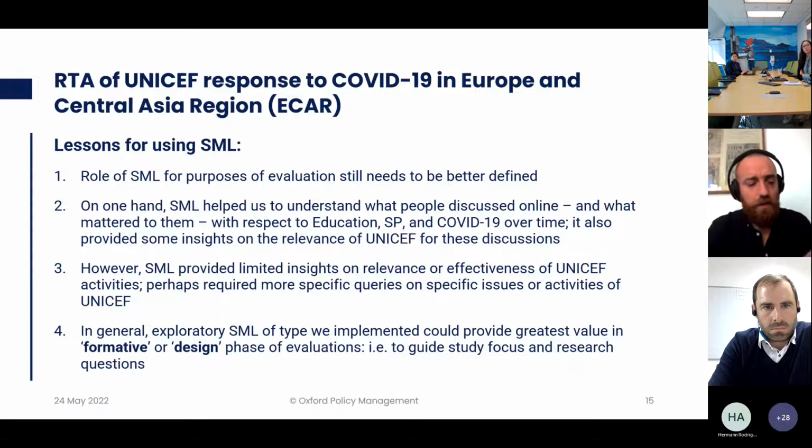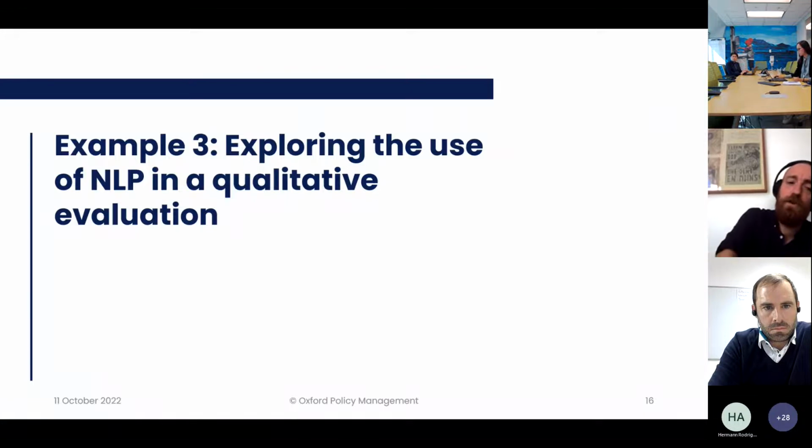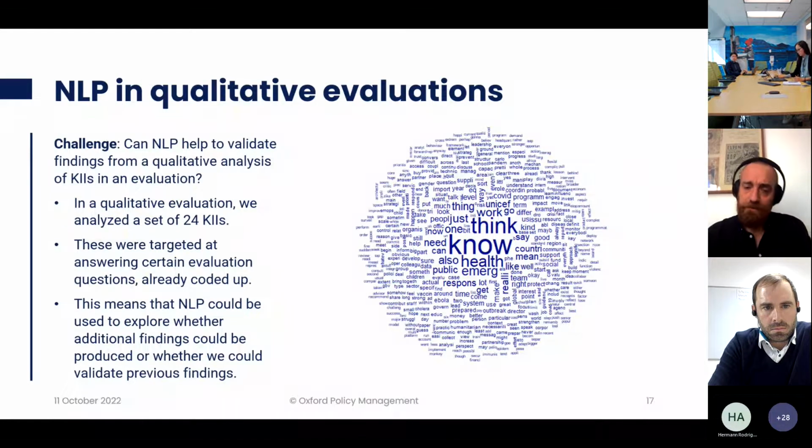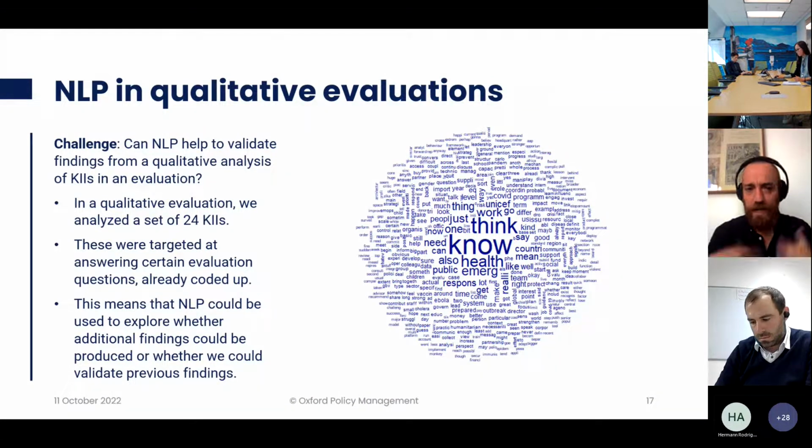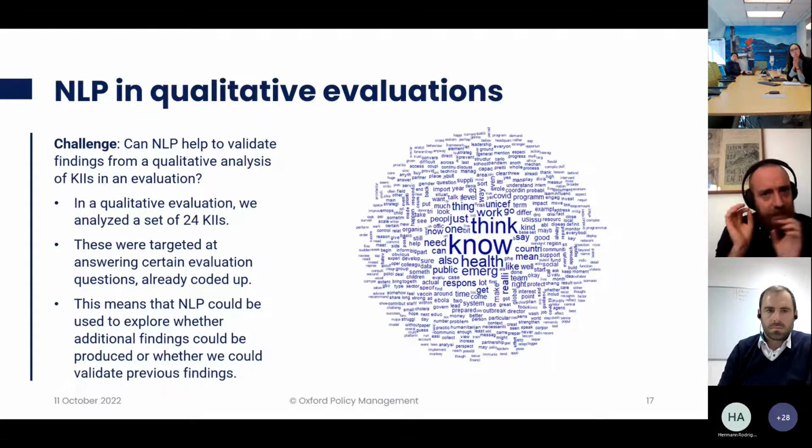I know that I'm almost at the end of my time, so I'm going to very quickly present the last example, which is exploring the use of natural language processing in a qualitative evaluation, more precisely analyzing key informant interviews. So this is very recent. What we did is we looked at a quite small set of key informant interviews that have been transcribed. So we analyzed a set of 24 key informant interviews, and the idea was to understand whether NLP could be used in such a context, right?